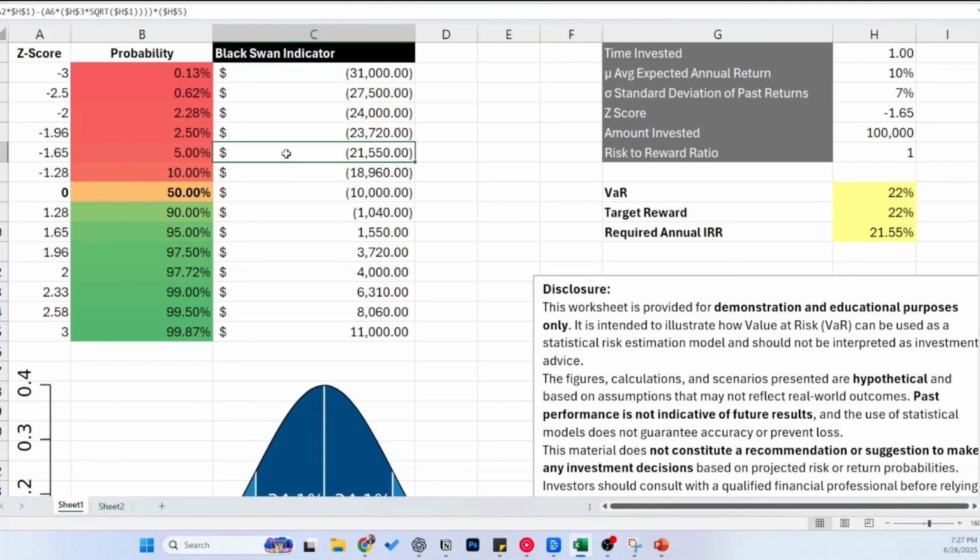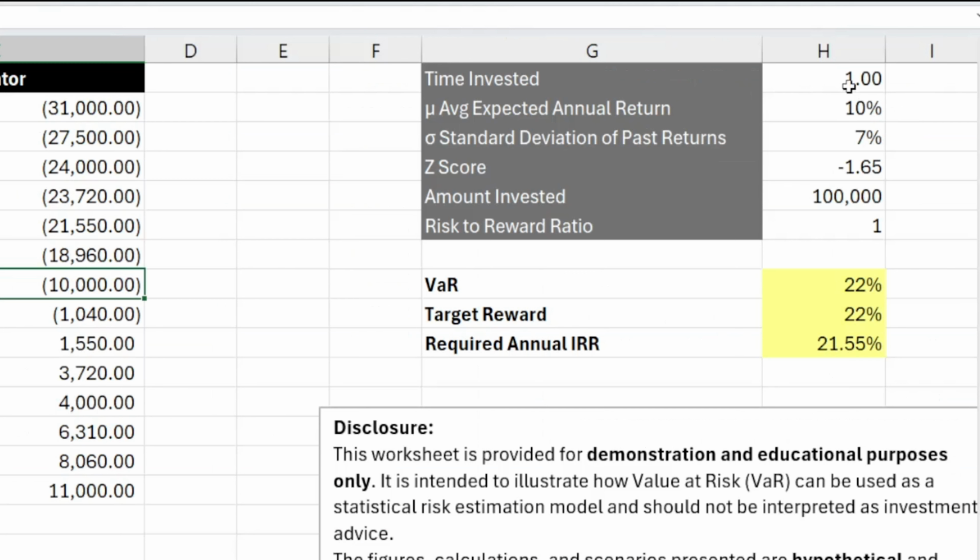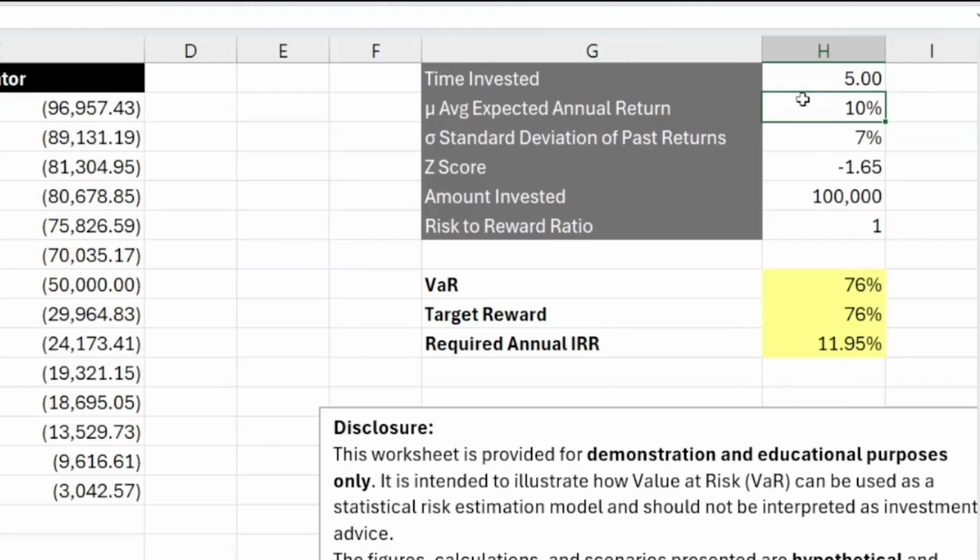So we see here 10,000. This is our average expected annual return. And with value at risk, we're focused on the negative outcomes. 50% of the time, the mean, you can lose up to 10%. Let's say we put this time interval to 5.